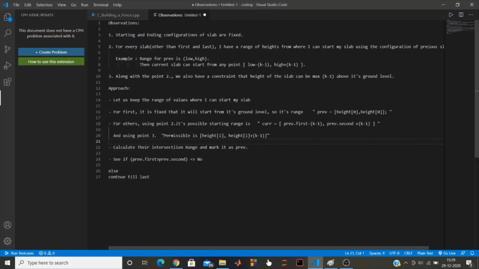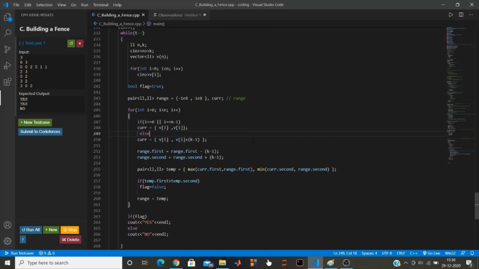And for the last element also, the range will be height of n minus 1 comma n minus 1. I hope it's clear. Now let us look at the code, it will be more clear. So this is the code.